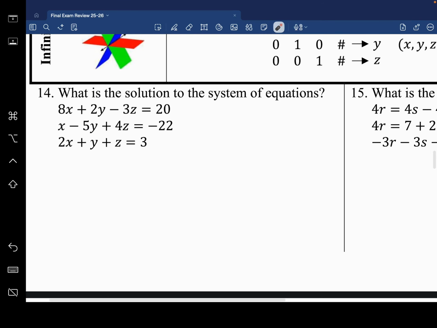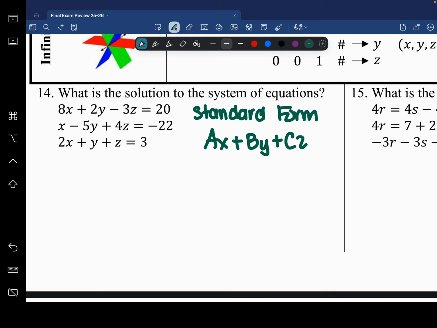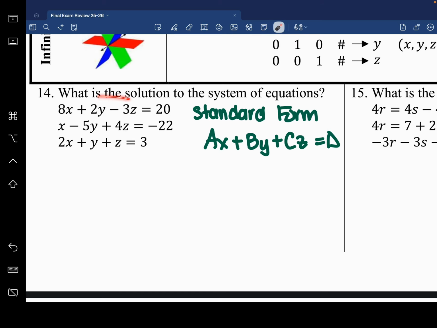First thing we need to make sure of is that all the equations are in standard form. So remember that standard form is ax plus by plus cz equals d. So all the variables on one side and the constants on the other. So if we look at each of these equations, we have x, y, z, and then equals number, x, y, z equals number, x, y, z equals number. So these are all in standard form.